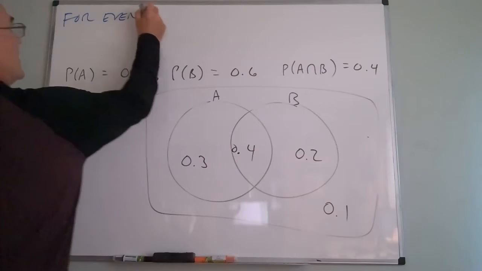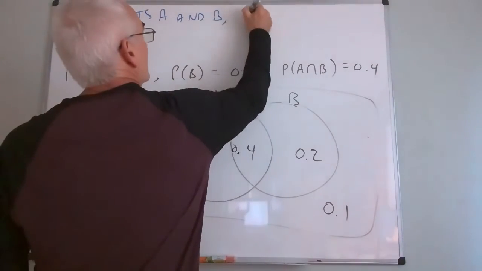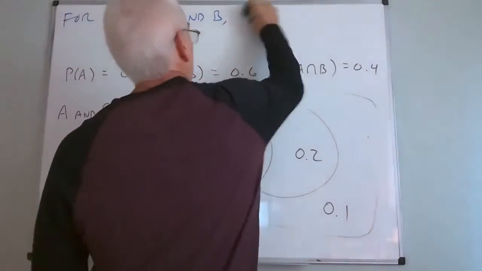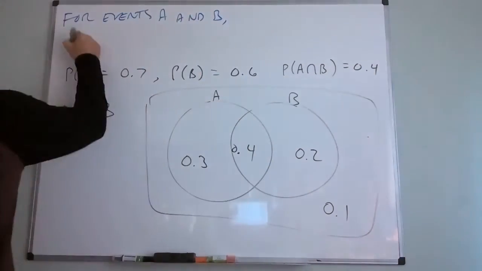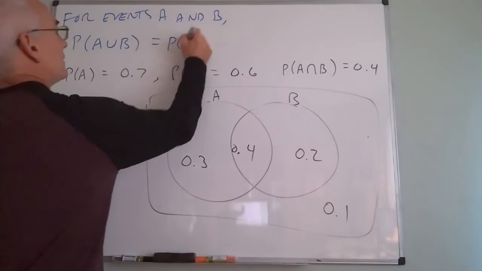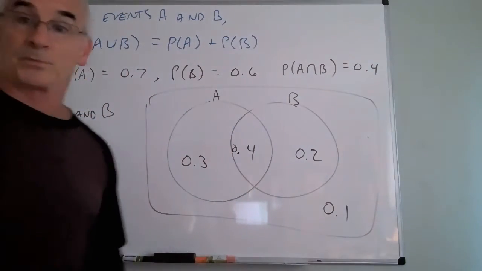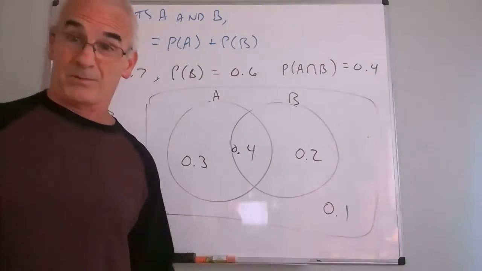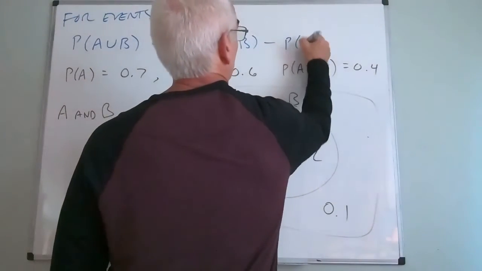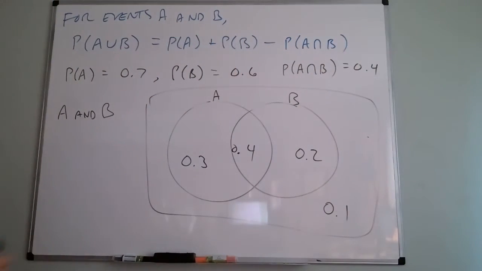For events A and B, the probability of a union is the probability of A plus the probability of B. That's always true, but the problem is when I added up those two individual probabilities, it exceeded 1 this time, minus the probability of the intersection, because the intersection would be double counted.